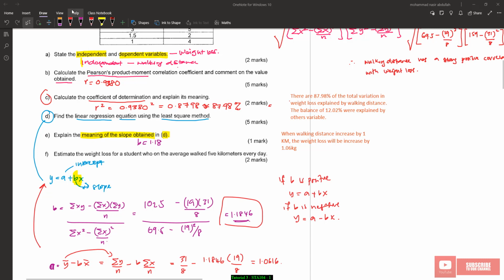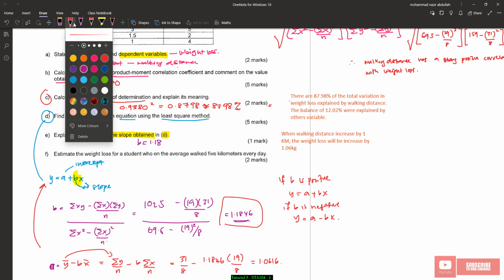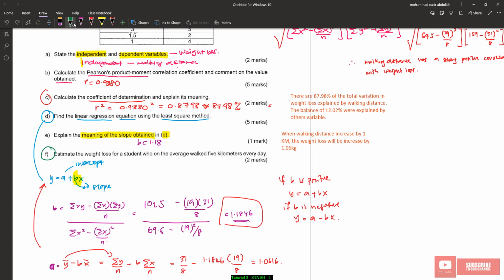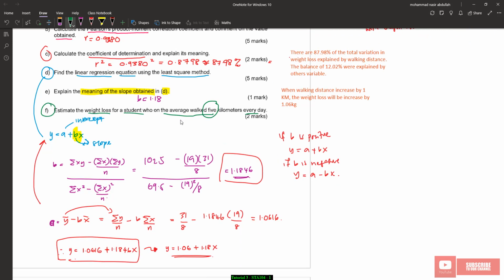So now let's look at E. Estimate weight loss for a student who on the average walks 5 kilometers every day. Every day they walk 5 kilometers. So based on the formula, we have the formula y equal to 1.06 plus 1.18x.